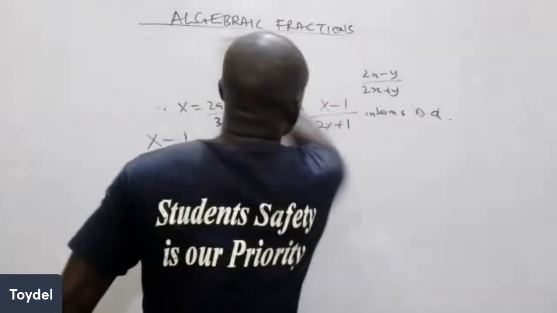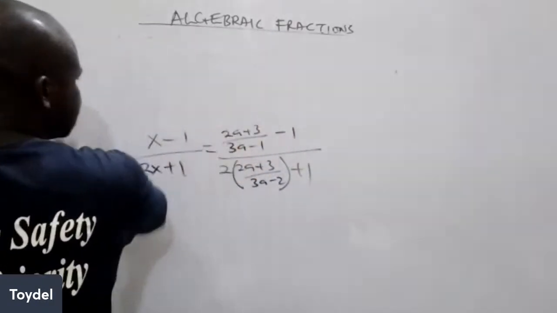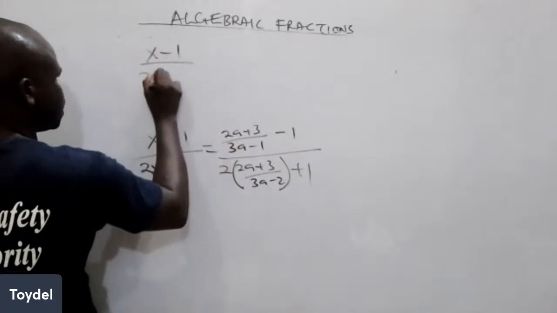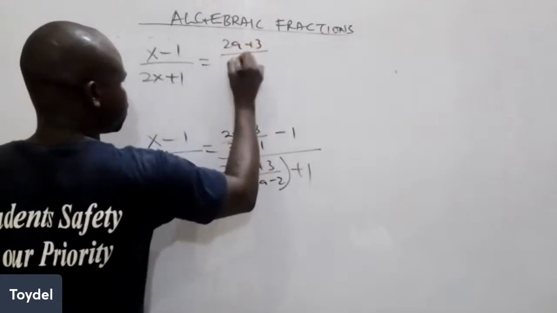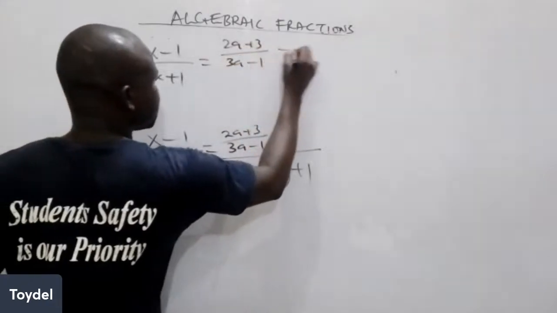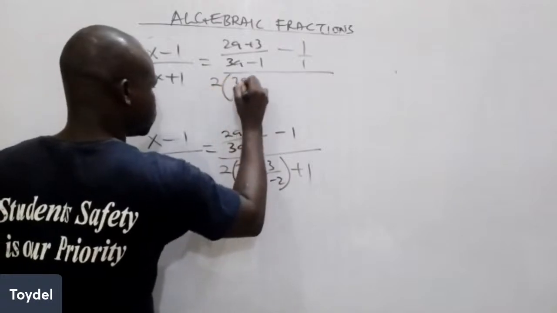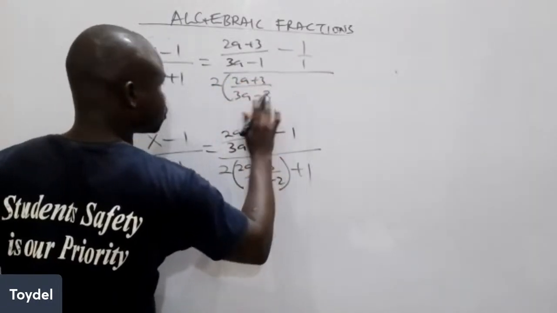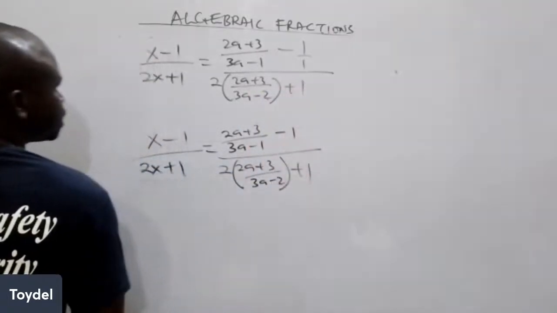So please, let's look at it very well. So let me write it here. x minus 1 all over 2x plus 1 will be 2a plus 3 all over 3a minus 2, minus 1, all over 2 into bracket 2a plus 3 all over 3a minus 2, plus 1. That's what we are going to get.